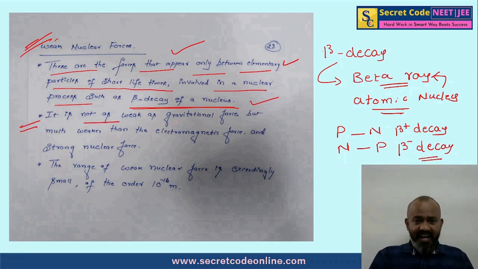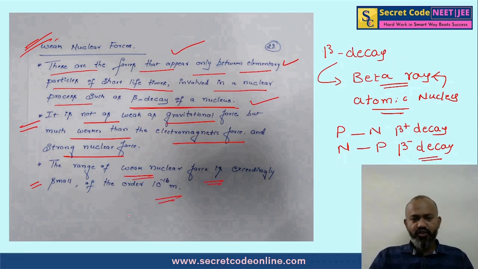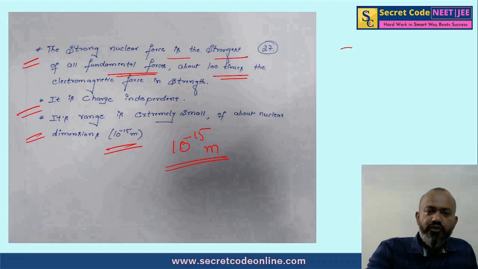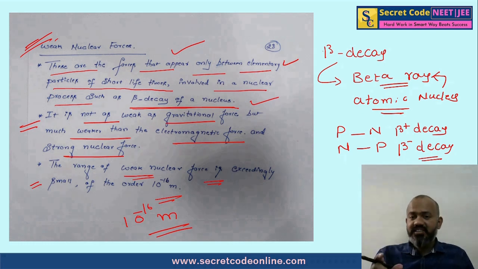It is not as weak as gravitation, but much weaker than the electromagnetic force and the strong nuclear force. Strength wise they are telling. The next one, the range of the weak nuclear force is 10 to the power of minus 16. Strength is different, range is different. You should not confuse between strength and range. Range is 10 to the power of minus 16 here. Previously, for the strong nuclear force, the range is 10 to the power of minus 15, but here it is minus 16. I am not talking about strength, I am talking about range.